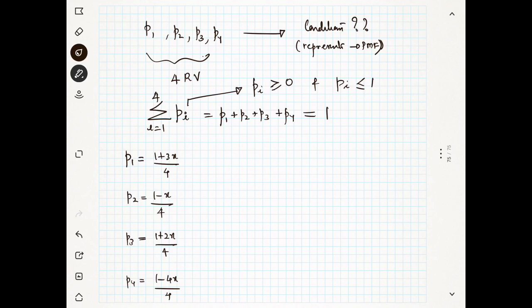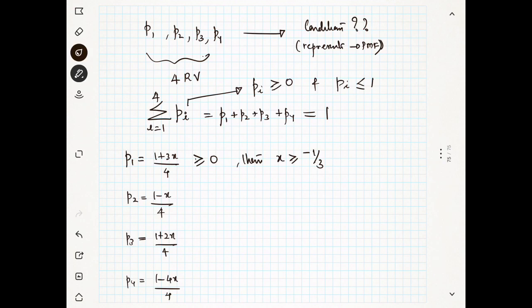So we should have a condition that this number should be greater than or equal to 0. That means the first condition. If it is greater than or equal to 0, then your x should be greater than or equal to minus 1 by 3. If x is less than minus 1 by 3, then this p1 will become negative.